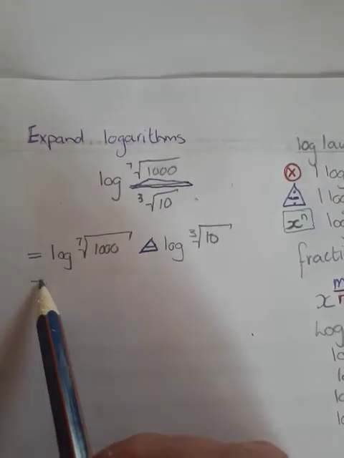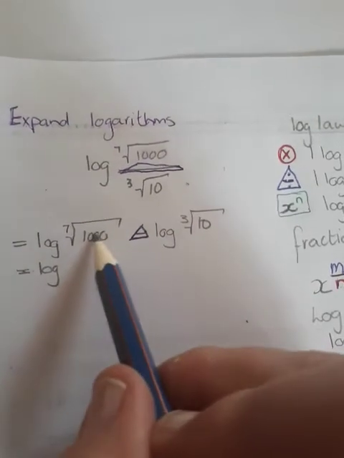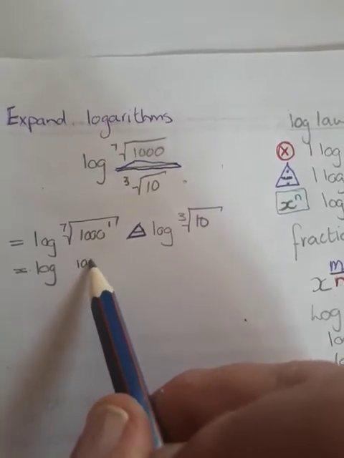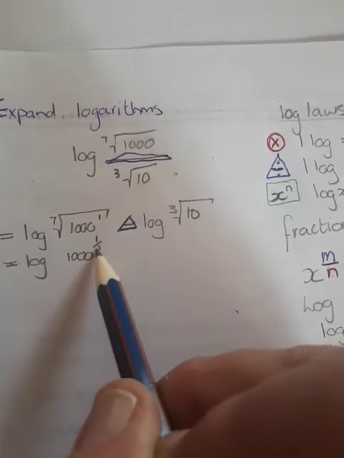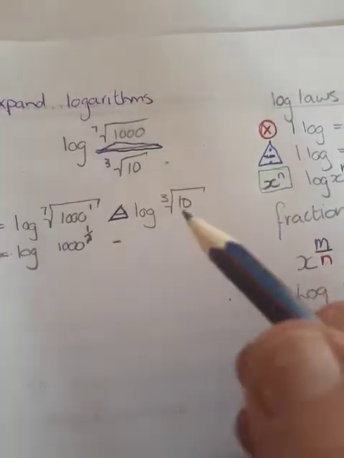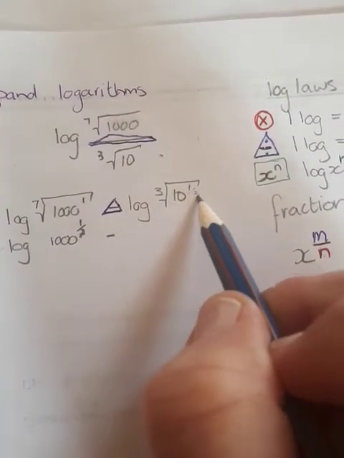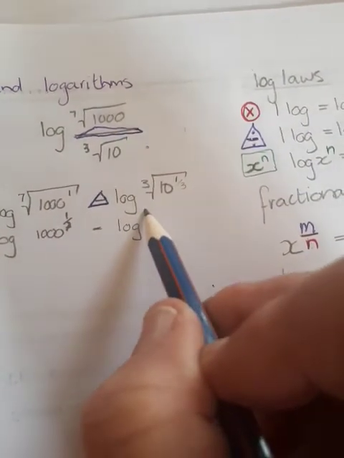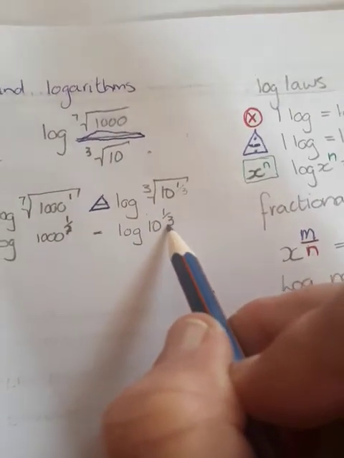So this becomes the log. Remember that 1000 is to the power of 1. So that becomes 1000 to the power of 1 divided by 7, minus 10 is to the power of 1. So basically we need to divide that by 3. So that becomes the log of 10 to the power of 1/3.